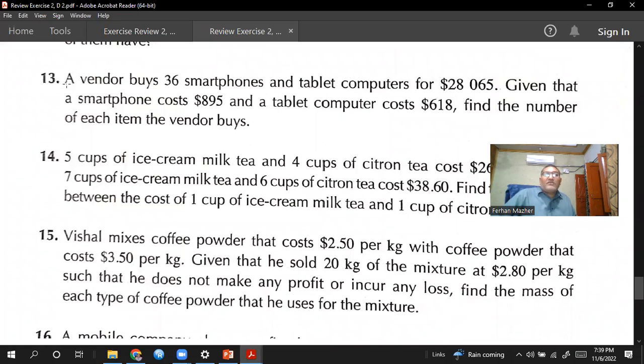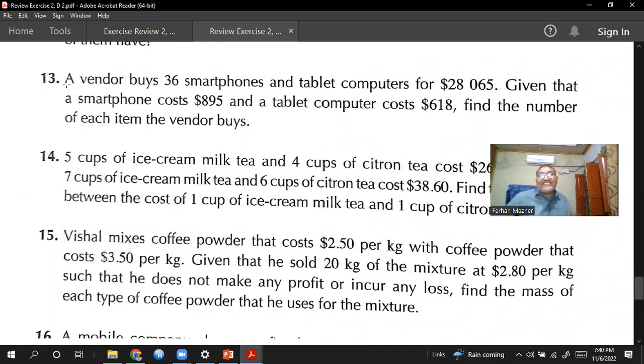So now question number 13 is coming up on your screen. It says a vendor buys 36 smartphones and tablet computers for $28,065. Given that a smartphone costs $895 and a tablet computer costs $618, find the number of each item the vendor buys. So suppose the smartphones are X and the tablet computers are Y.